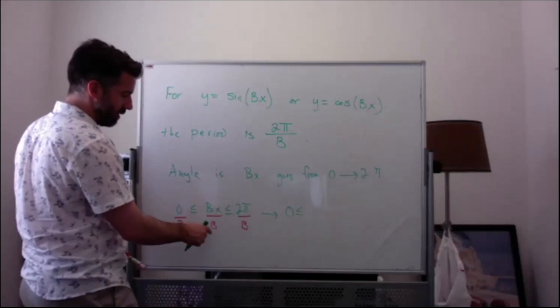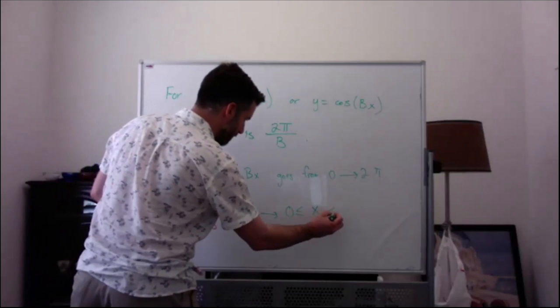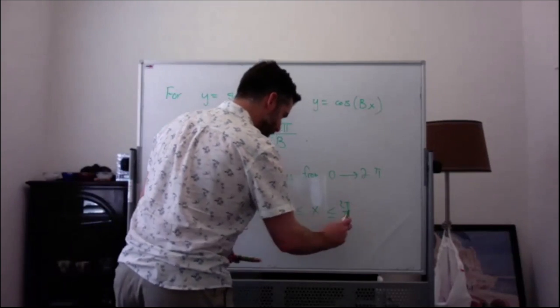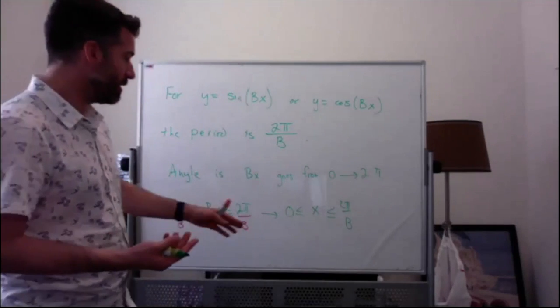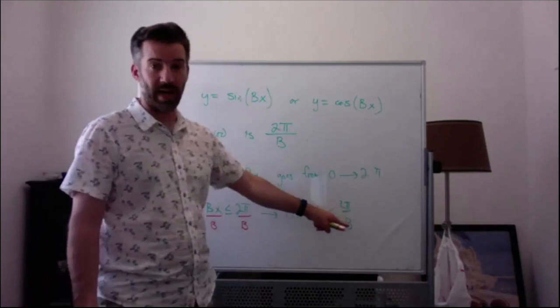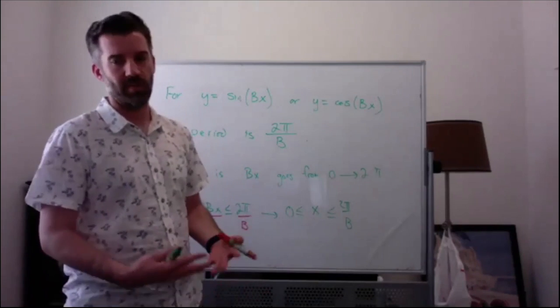B times x divided by b is just x. And 2 pi divided by b is 2 pi divided by b. So the new interval for one full period is everything from 0 to 2 pi over b, which has a length of 2 pi over b.